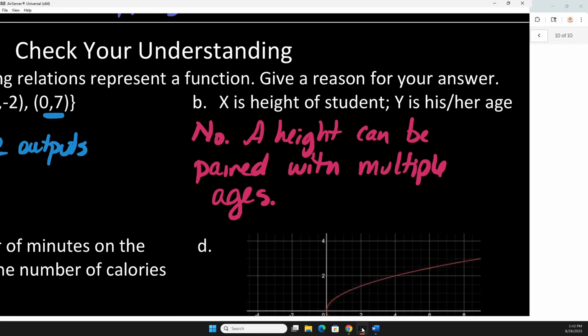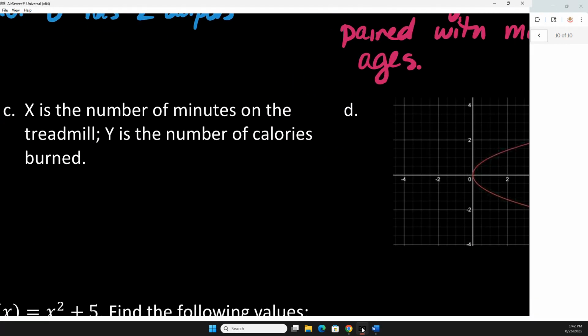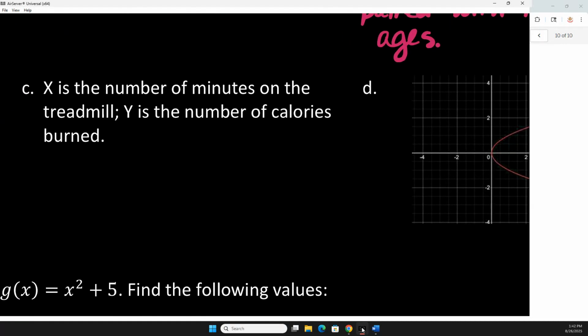Right, and then for C, X is the number of minutes that you run on a treadmill, and Y is the number of calories that you burn. What do you think? Is that a function? Should be. Alright, what about D?